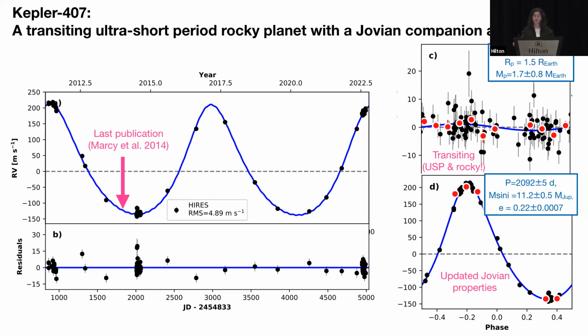We have now sampled 2 full orbits of the giant planet and greatly refined its properties. It is a massive Jovian, nearly a brown dwarf, with a significantly eccentric orbit at 3.3 AU. The non-transiting companion is a factor of 2,000 more massive than the transiting ultra-short period planet.